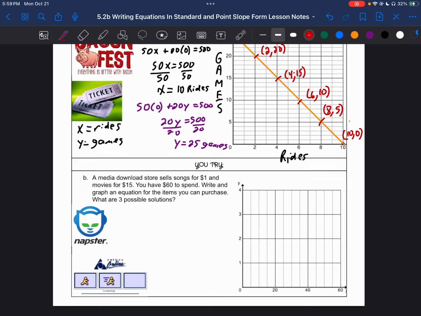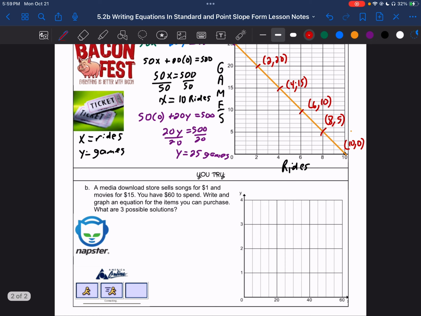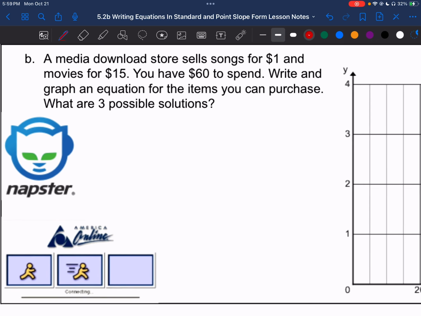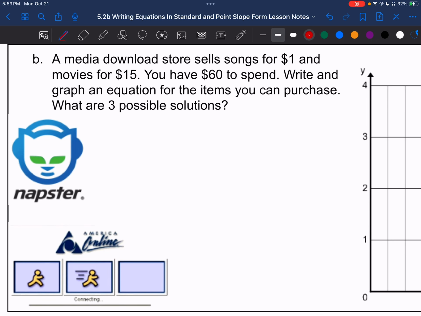Now, you try letter B on your own. We have a media download store selling songs for $1 and movies for $15. If you have $60 to spend, we want to write and graph an equation. Step number 1, with a word problem, define variables. So X equals songs, Y equals movies.